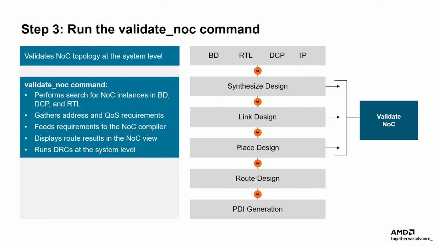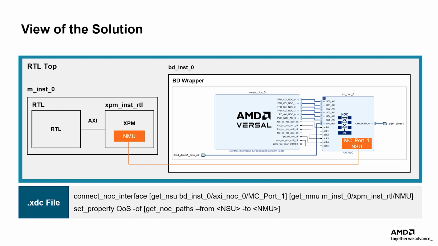Here is how a top-level view of a solution looks when all the pieces are put together. RTL Top has wrapped all instances and connections. It has the BD wrapper, which is a system block diagram with instances of the SIPs and NoC with connections to DDR, and there is an RTL module with an RTL AXI endpoint master connected to an XPM that instantiates an NMU connection onto the NoC. The XDC constraints are used to define the connection between the NMU and the DDR controller. The quality of service constraints are also being applied here.